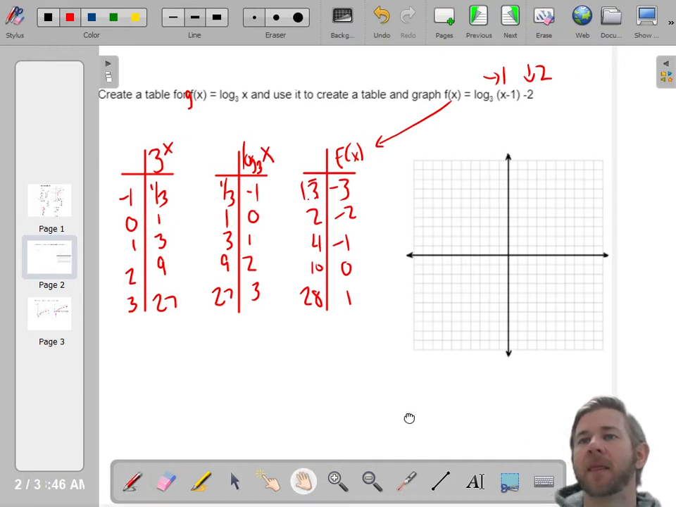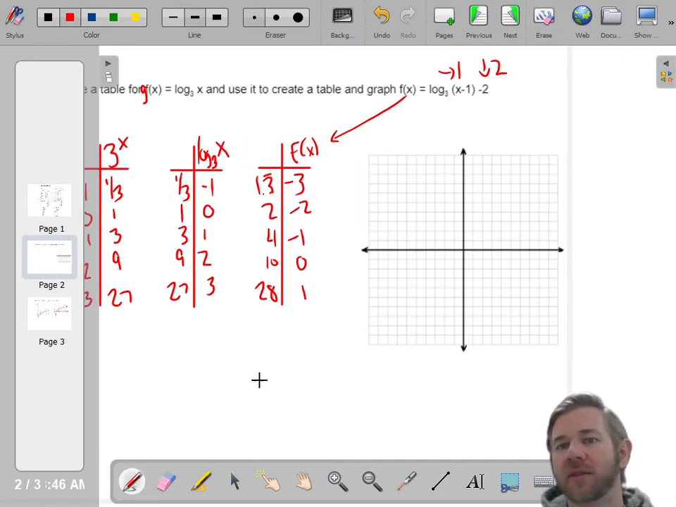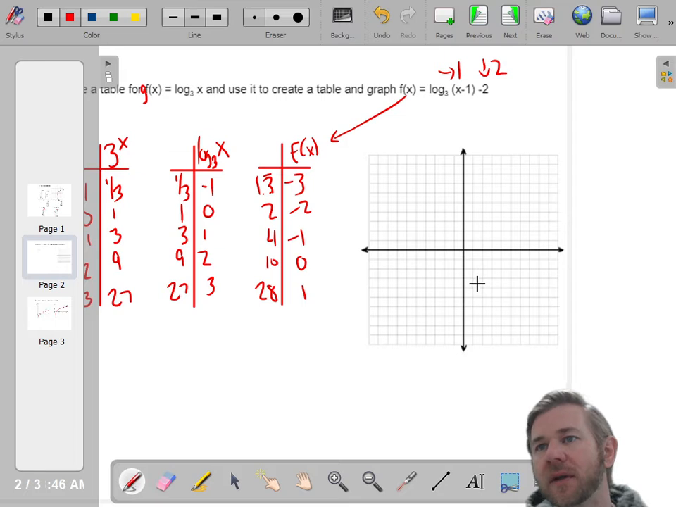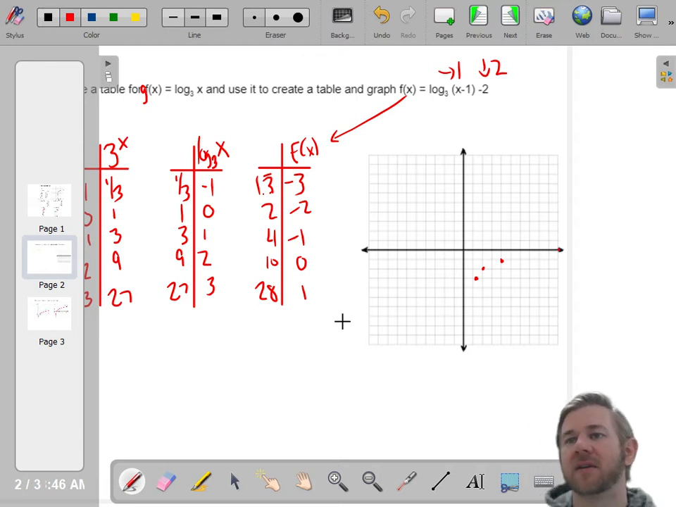But okay, now I can graph it. 1 1/3 is at -3, right? About there. 2's at -2. 4's at -1. 10's at 0. I can't get that on the page.